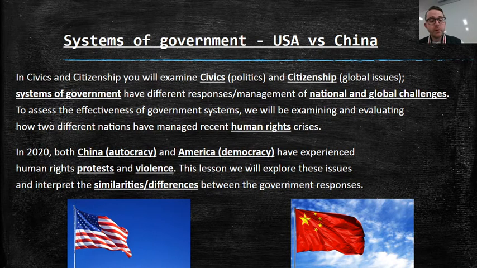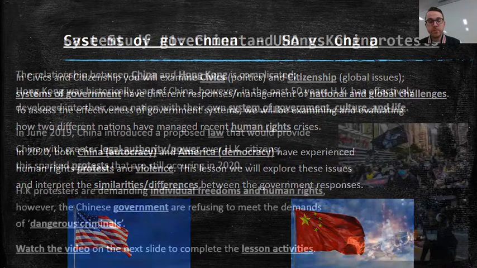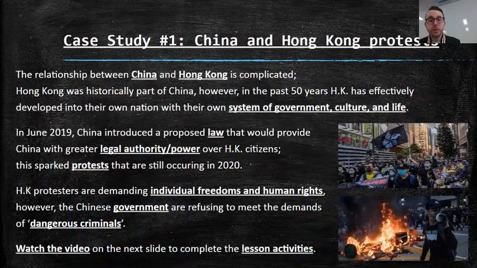In 2020, both China, which is an autocracy, so one individual, Xi Jinping, has the majority of the power in China, and America, which is a democracy with elected officials, both of these countries have experienced human rights protests and violence. This lesson will explore these issues and interpret the similarities and differences between the government responses. So the first case study we're looking at is China and the Hong Kong protests.